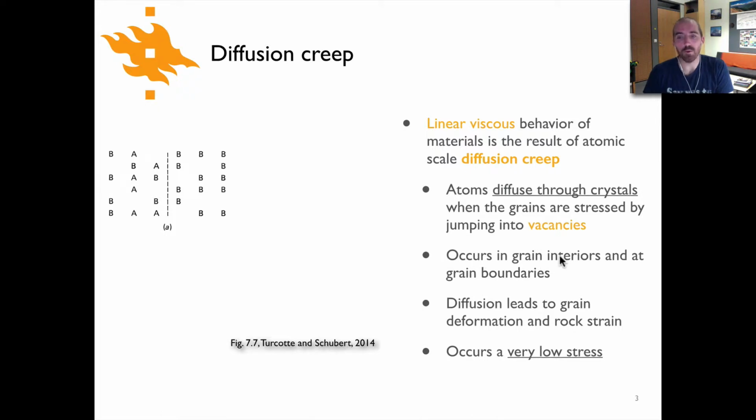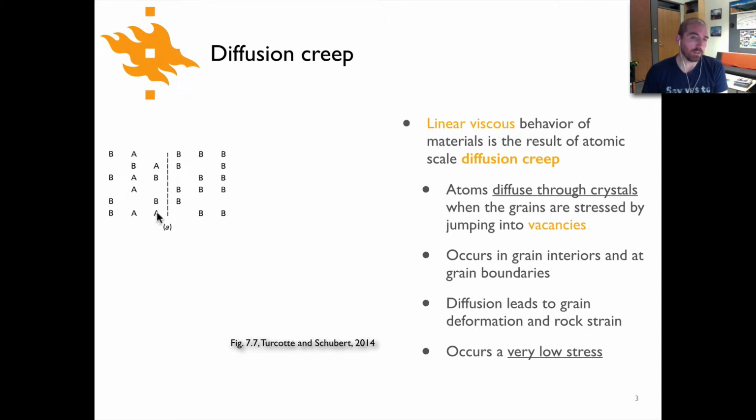Now this can occur both in the interior of the grain, which is kind of like what we would be looking at here, and we'll take a look at a little bit more of what happens in this figure in just a moment. And it also happens at the boundaries of crystals, and as a result of the movement of atoms within the crystal structure, of course, that results in deformation to the crystals. It ultimately results in rock strain. And notably, this is something that occurs really only at very low stresses.